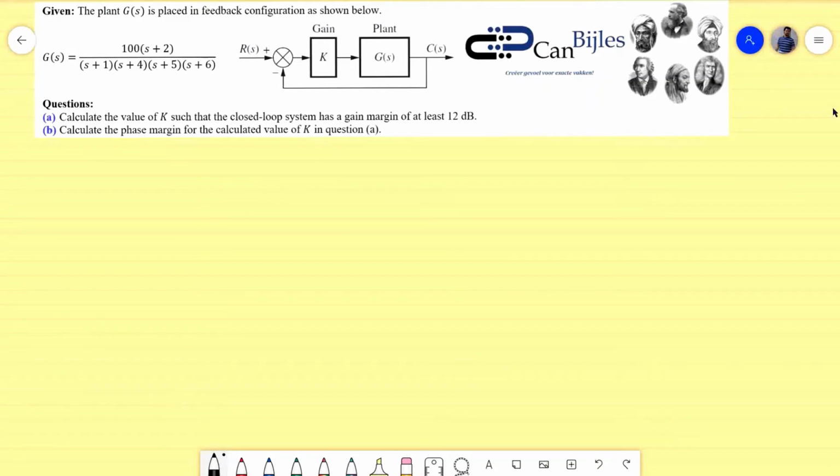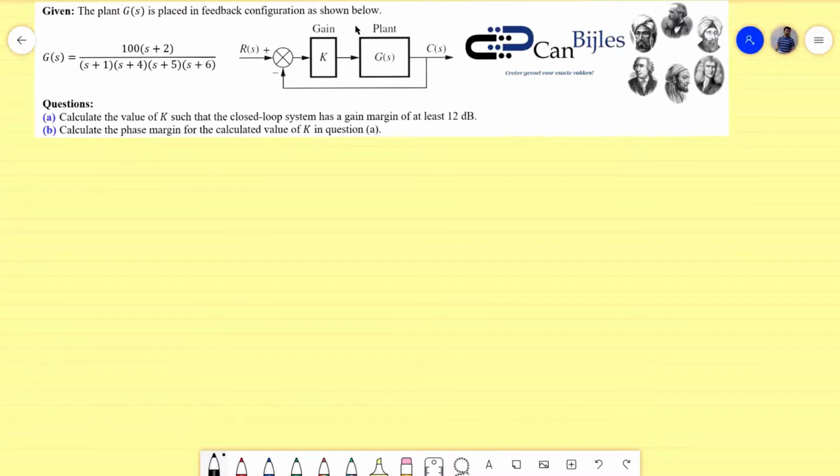Hi everyone, and welcome to this new video about control systems, and we continue with the subject of gain margin and phase margin. In this example, we will discuss a fourth order system, which is shown here. This is the plant, which has 4 poles and 1 zero, which is a little bit different than the previous example, a little bit challenging.